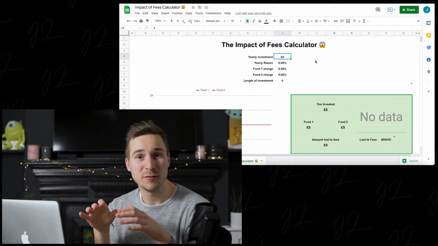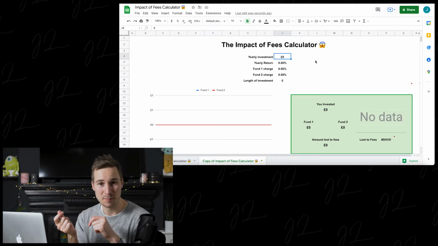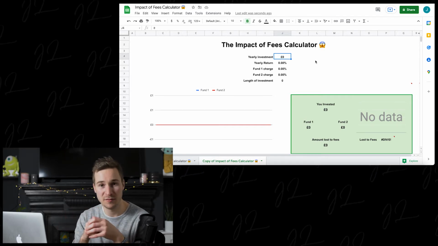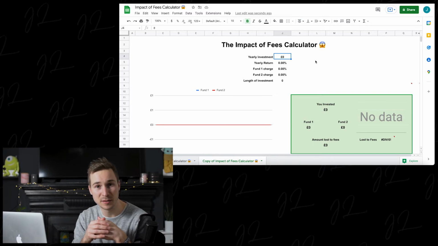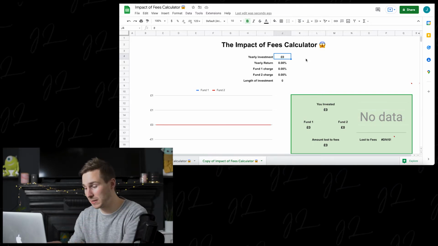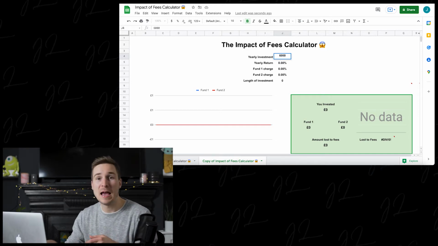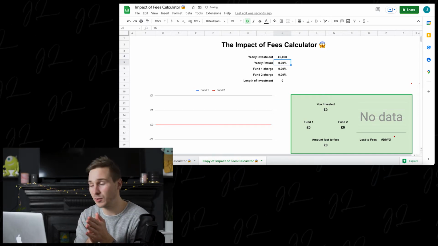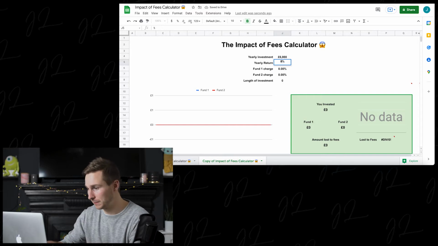Let's take a look at what difference these fees actually make with an example. All you need to do is fill in these 5 fields. So the first one, yearly investment. This is how much you're investing every year. So let's say £6,000, that's 500 every month. And then the second one, the yearly return. So we'll put this at about 8%.